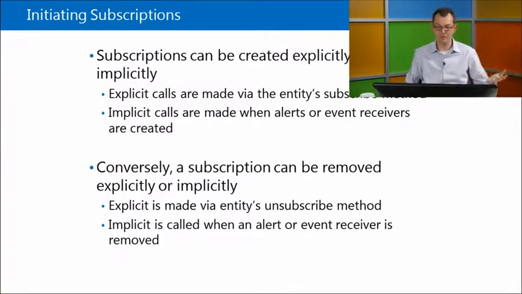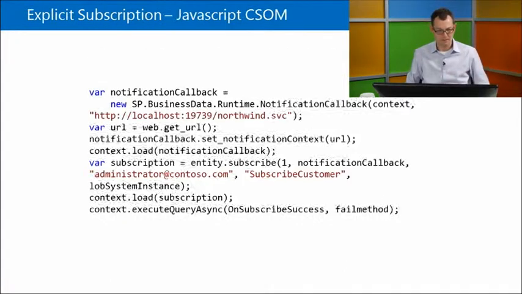And again, we talked about the methods, right? There's a subscribe method and an unsubscribe method. You got to keep track of that stuff, right? And here's an example of an explicit subscription through JavaScript client-side object model code. Notice in this case, I'm accessing an OData data source, or the Northwind sample database, right?